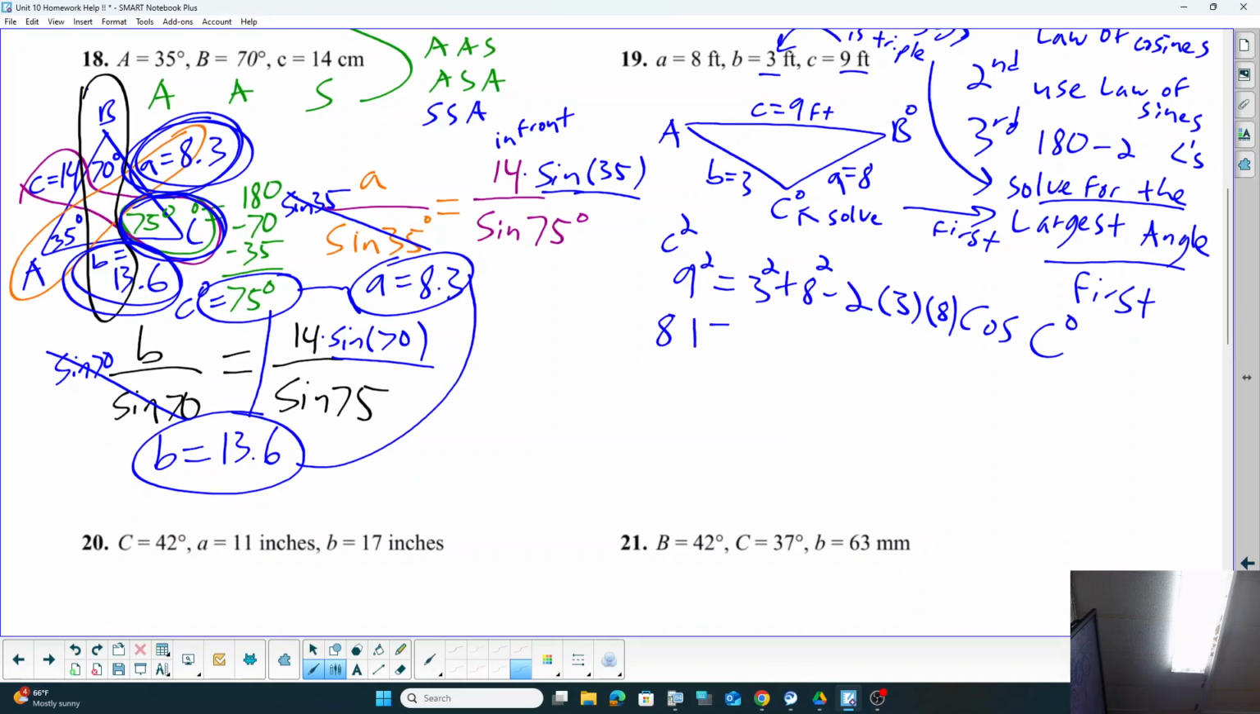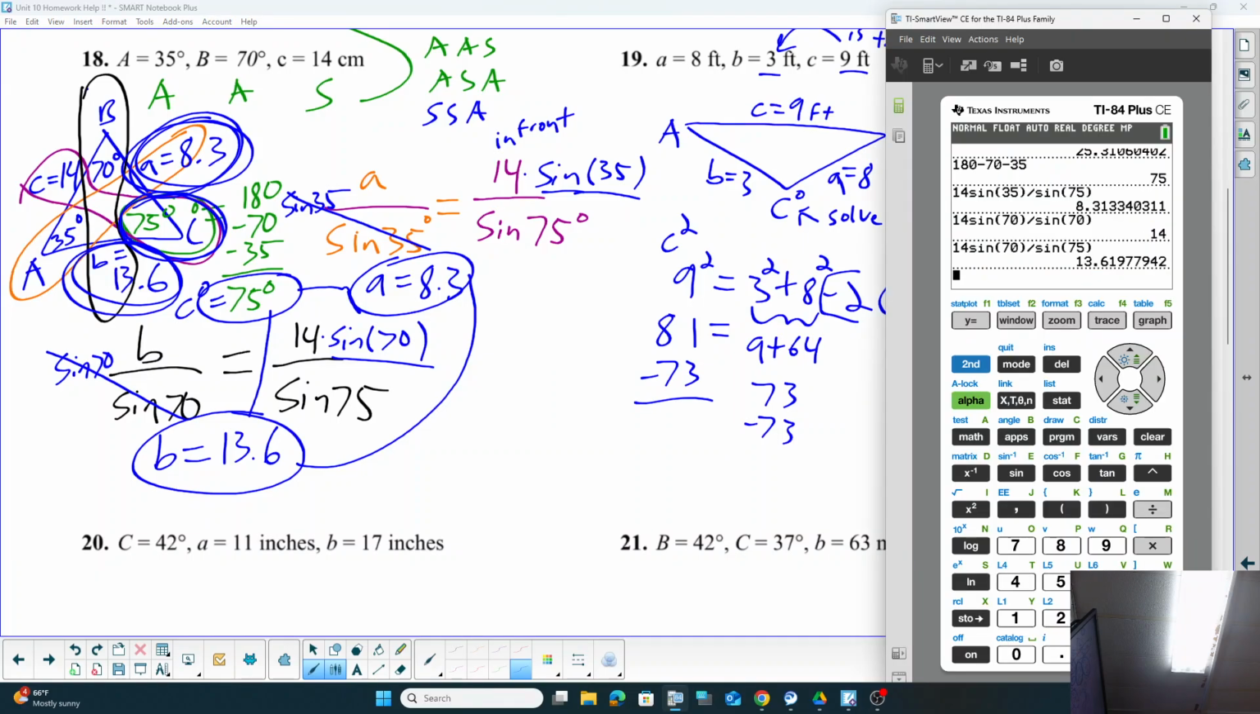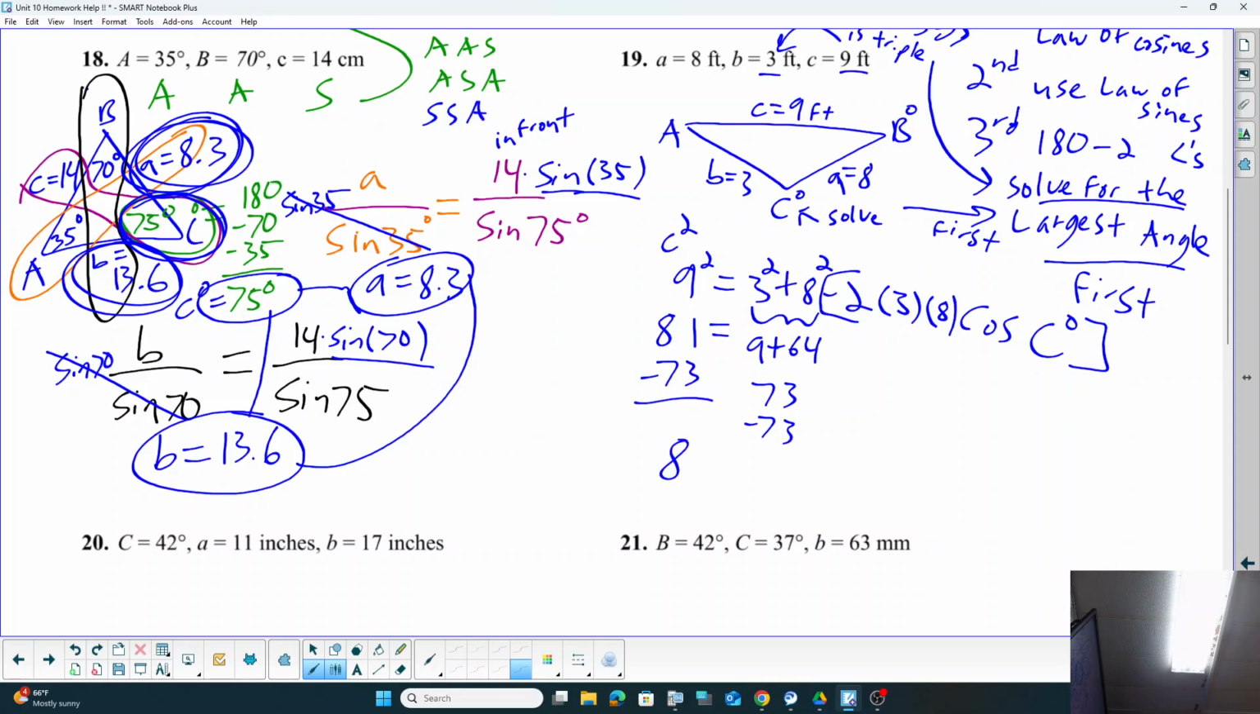So 9 squared is 81. We're going to do this first. This gets bracketed, so don't mess with that yet. So 3 squared is 9, 8 squared is 64. Add those together, what do we get? We get 73. 64 plus 9 is 73. We're going to minus that 73 over to the other side. So 81 minus 73, we get 8. Cool. So that's this side done.